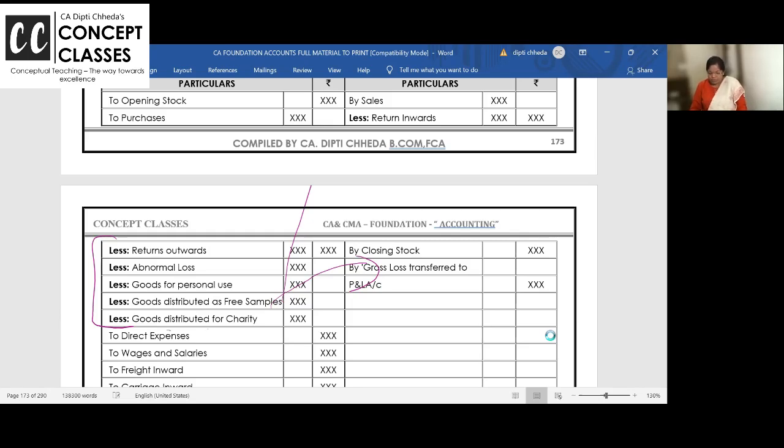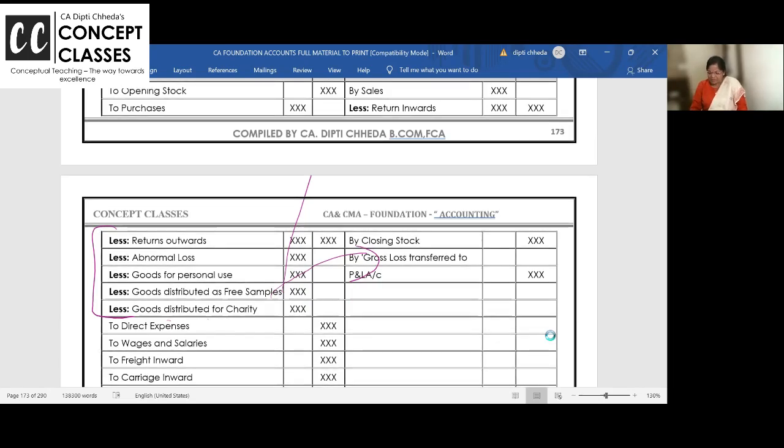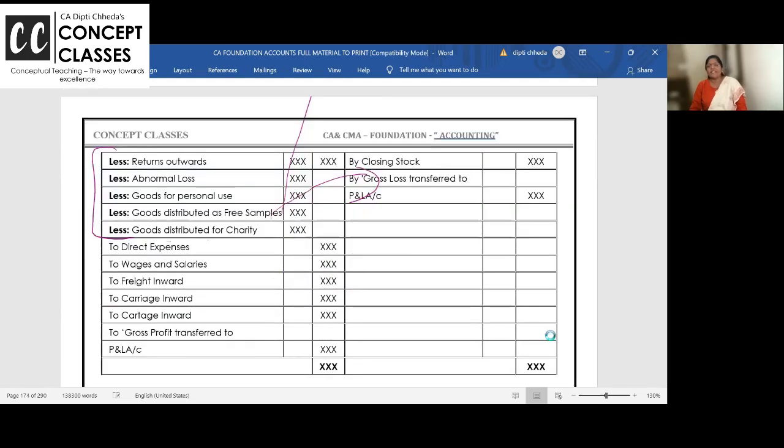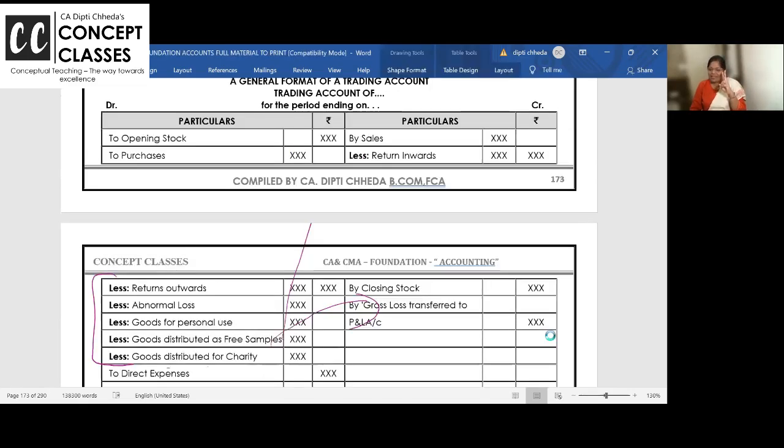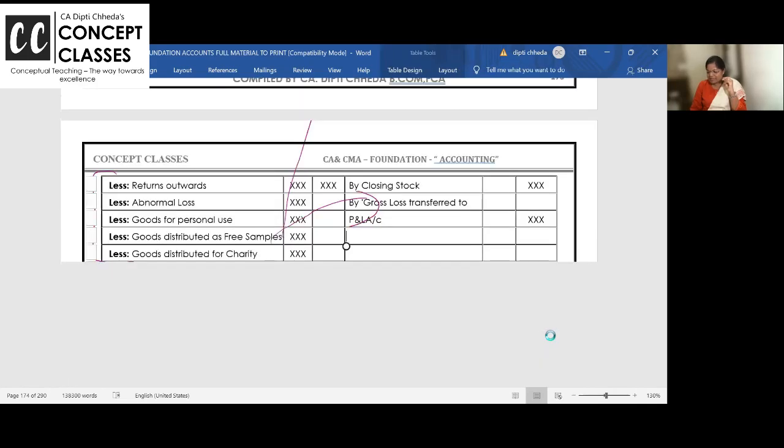Then goods distributed for charity. Sometimes you purchase goods and donate them if there's a natural calamity. So all this will be deducted from purchase. Then all the direct expenses, carriage, on-road transport, which you have incurred for purchase. Once the goods are purchased, they are unloaded and loaded in your godown, so wages, salaries, freight inward. Freight means transport, carriage inward, cartage inward. All this you will add. On the credit side, two items will come: sales and closing stock.